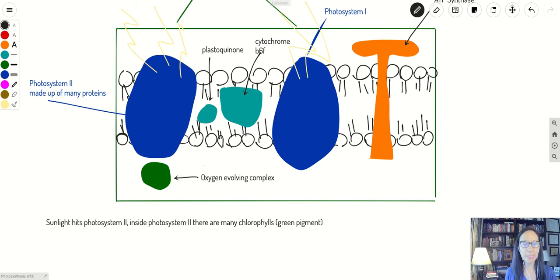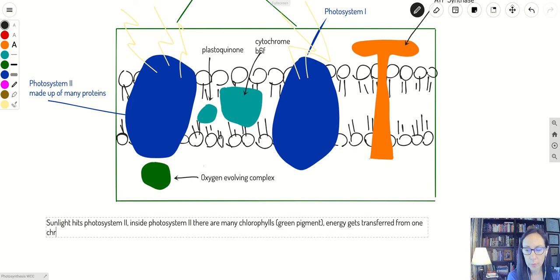And so within these chlorophylls, what happens is there's some energy that gets taken from that sunlight photon, and it gets transferred from one chlorophyll to another chlorophyll to another chlorophyll. Okay, so I'm going to write that. And that's called resonance energy. So energy gets transferred from one chlorophyll to the next. This is called resonance energy.